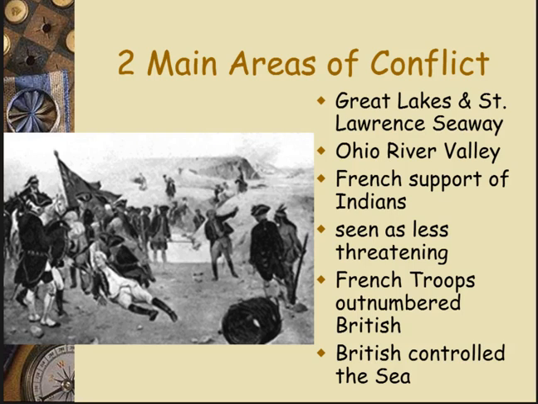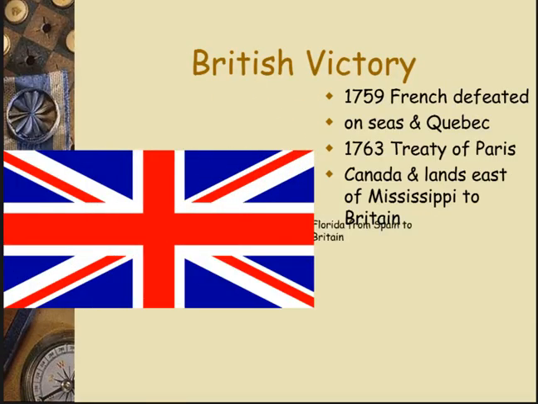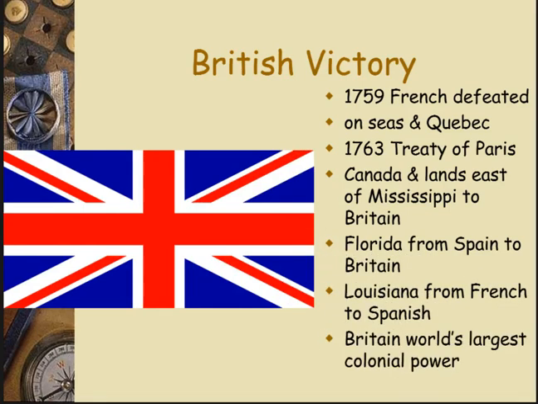Now here's the last slide. With a minute left, there's not that much on this slide. Basically, the end of the 7 Years' War, we see British victory coming. The French are defeated on the seas and in Quebec. And in 1763, the Treaty of Paris awards to Britain all of Canada and all the lands in North America to the Mississippi River. Florida is transferred from Spain to Britain.